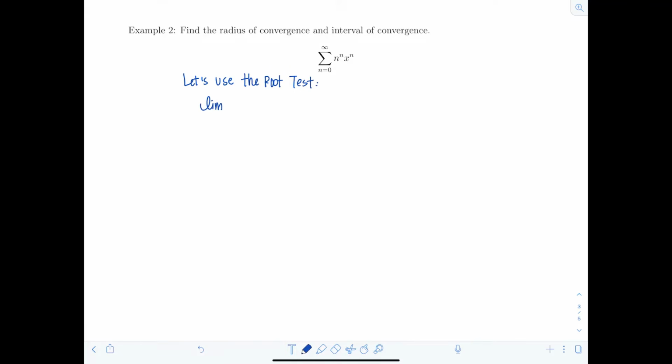And we'll have the limit as n approaches infinity of the nth root of, now remember we need the absolute value of the terms, so absolute value of n to the n times x to the n. Okay, so this is going to give us the limit as n approaches infinity. Now if I take the nth root of n to the n, I'm just going to get back n. But if I take the nth root of the absolute value of x to the n, x could be any real number, so I need to keep the absolute value bars around x.